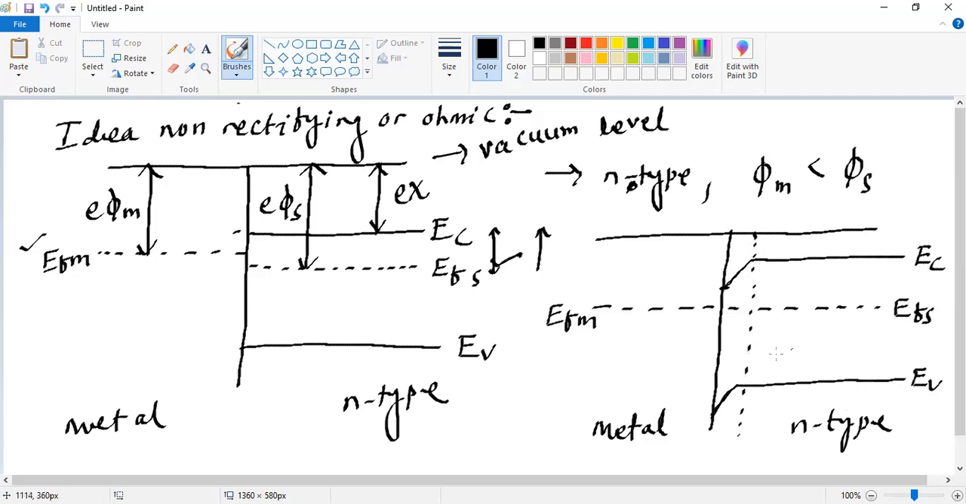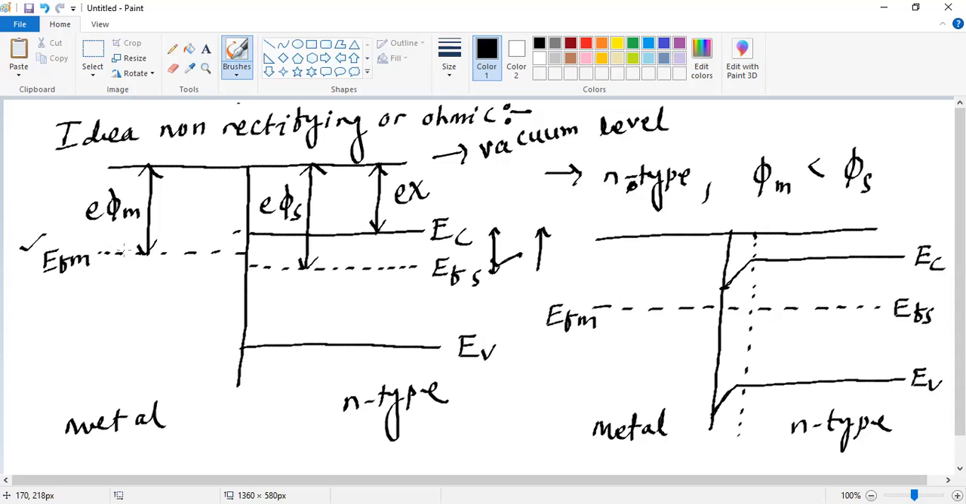So to achieve thermal equilibrium in this particular junction, electrons from the metal will move into the lower energy states in the semiconductor, which makes the surface of the semiconductor more n-type. You can see electrons will flow from the metal side, as the Fermi energy level of the metal is at a higher position. So the electrons will move from the metal side to the lower energy states available in the semiconductor. This makes the surface of the semiconductor more n-type because of the larger number of electrons moving from the metal side to the semiconductor side.